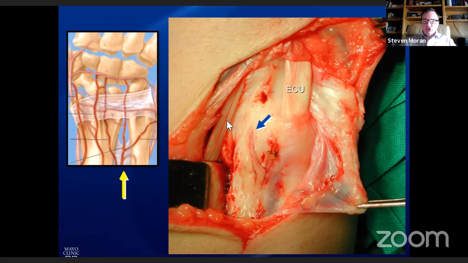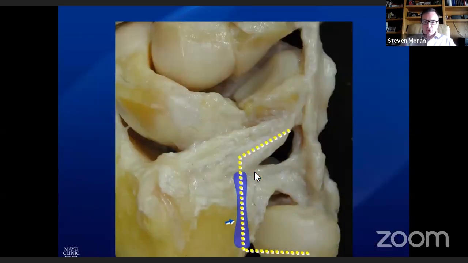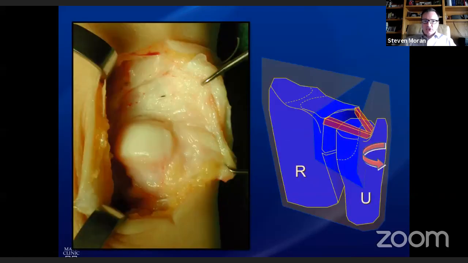EDM is here. You can see the two slips of the EDM, the ECU, retinaculum, and here's the ulnar head, and here's where our exposure will be for the capsule. This is going to be almost a rectangularly based flap, and it's going to expose not only the ulnar head, the TFCC, but the LT, which is going to be important for us later on. Here's the flap. Here's the exposure. Here's the outer portion of the capsule.